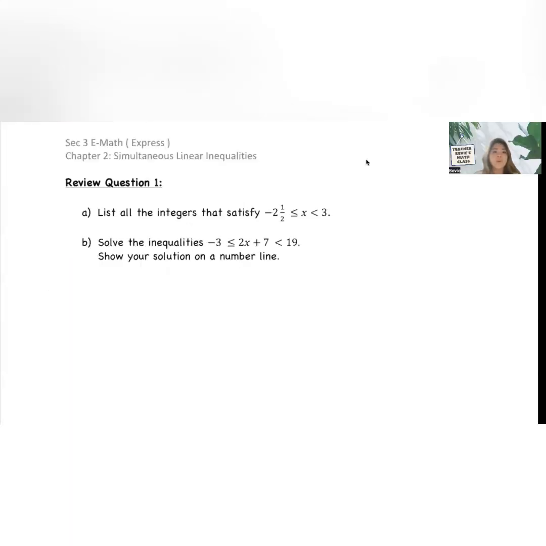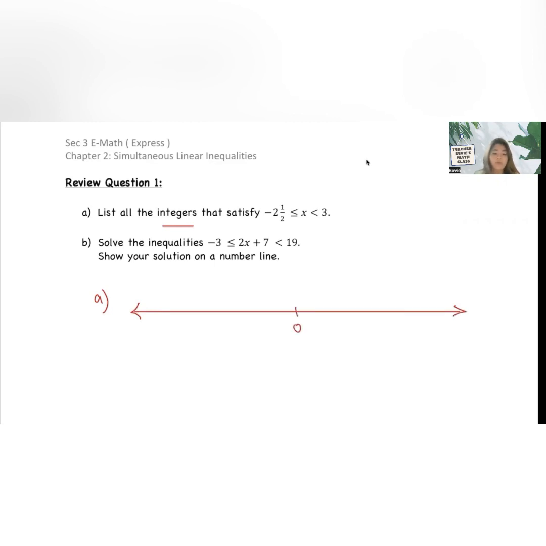For review question 1, part A, list all the integers that satisfy x greater or equals to -2.5, but smaller than 3. When they want us to list down all the integers, meaning whole numbers, not of any decimals or fractions. To better visualize this, we can present this inequality on a number line first, with 0 in the middle.